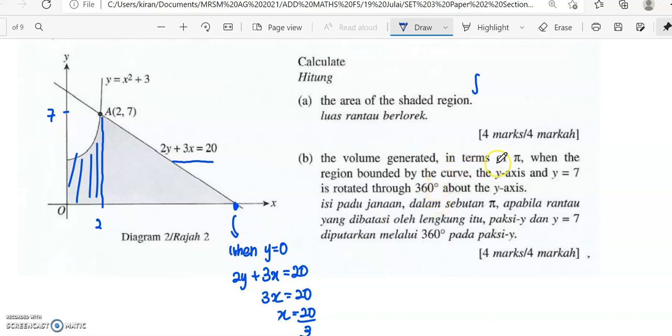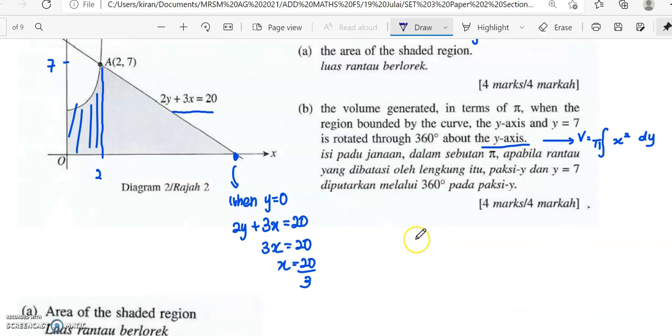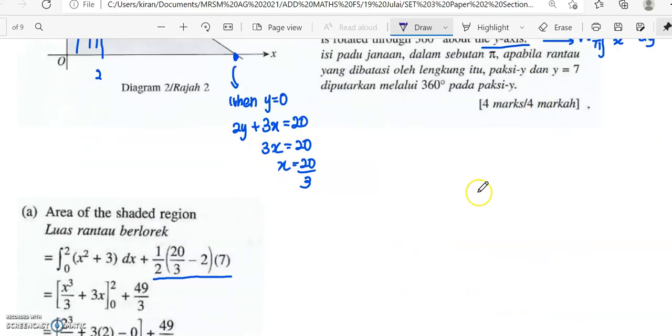The volume generated in terms of pi when the region bounded by the curve, the y-axis and the line y equal to 7 is rotated through 360 degrees about the y-axis. Okay, so about the y-axis, formula untuk volume integrated, maknanya you can integrate x square dy. Okay, pi, ada tinggal pi. Then you integrate y-axis, mesti x square. Okay, so for the volume generated, y-axis and then y equal to 7.